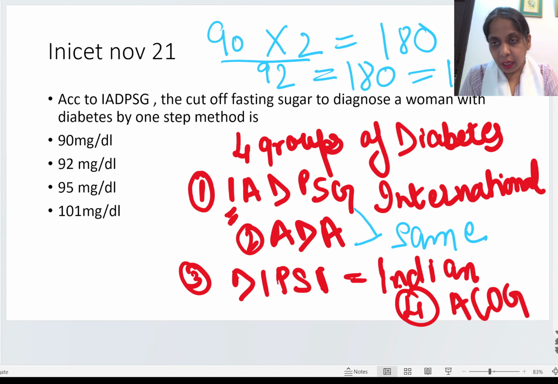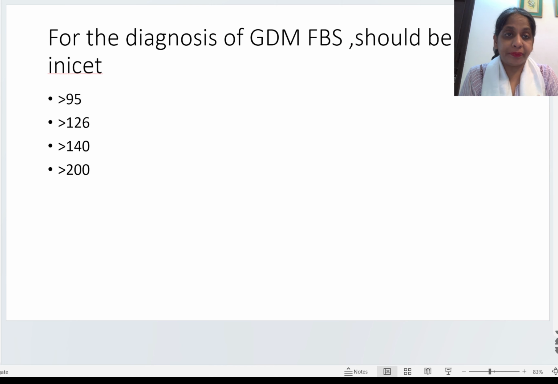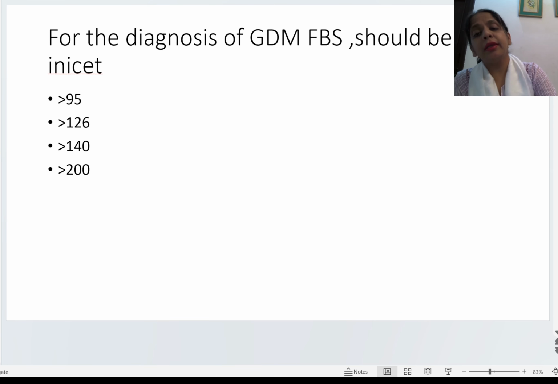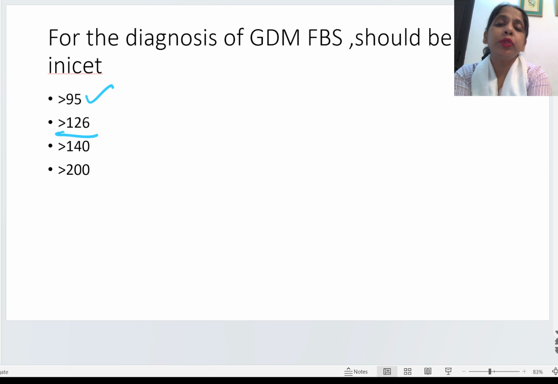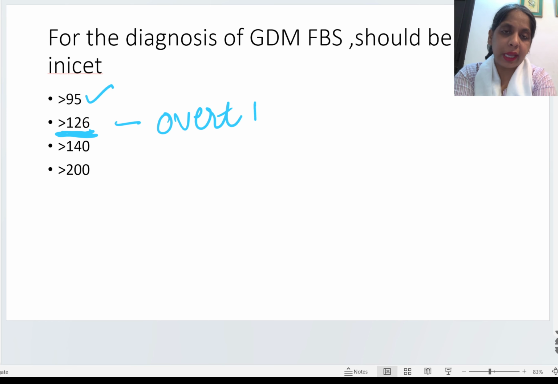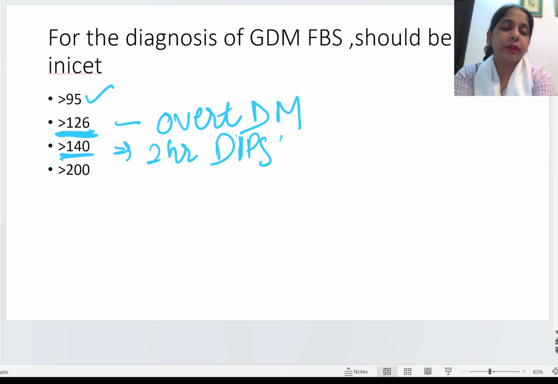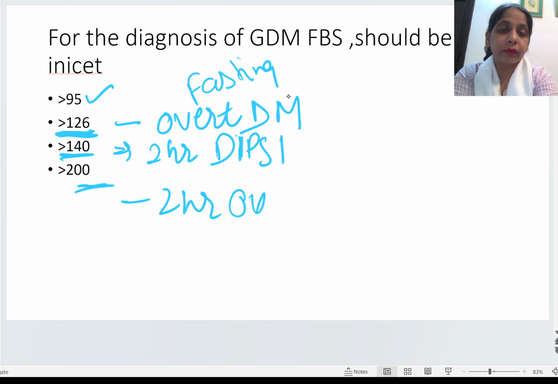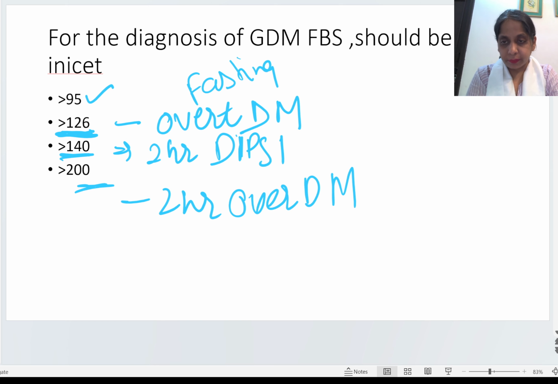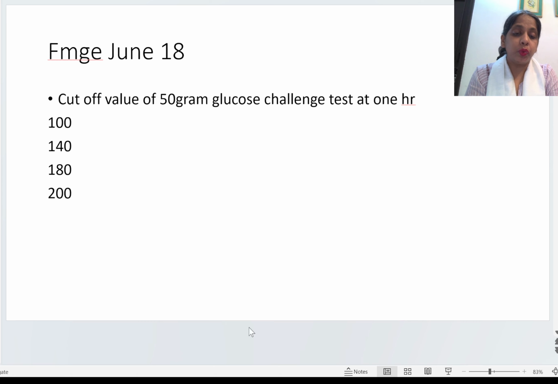Now another question, the same question was asked in INICET, I think November 2019. For diagnosis of GDM, FBS should be, as there is no value of 92 given, here we took 95 as the answer. So once again I'm telling you, 126 fasting is to diagnose overt diabetes mellitus. 140 is the 2-hour DIPSI criteria, and 200 is the 2-hour overt diabetes mellitus value.